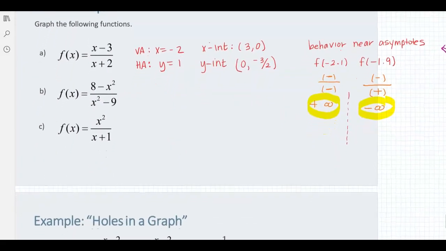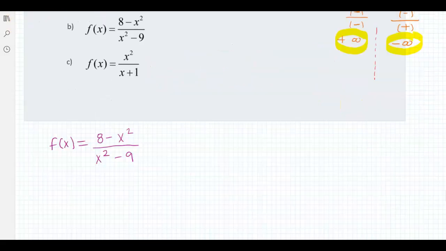All right, let's add some space here so that I can graph these others. A little bit of extra space, and I just copied that second function down below. Let's find the vertical asymptotes first, which are the zeros of the denominator. The denominator factors into x plus 3, x minus 3, right? So we have vertical asymptotes at x equals 3 and x equals negative 3.